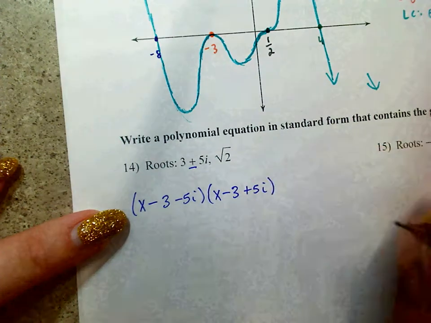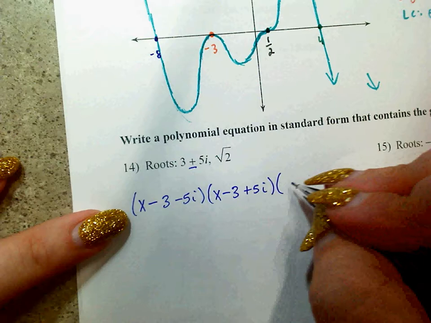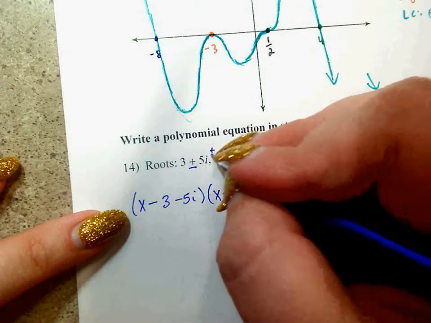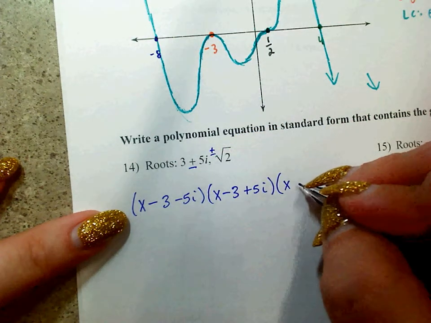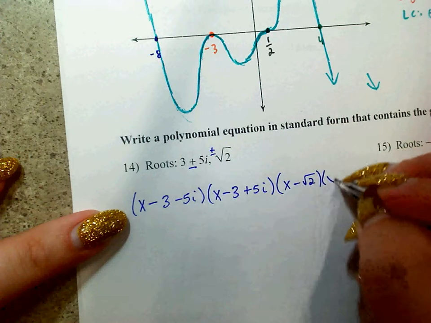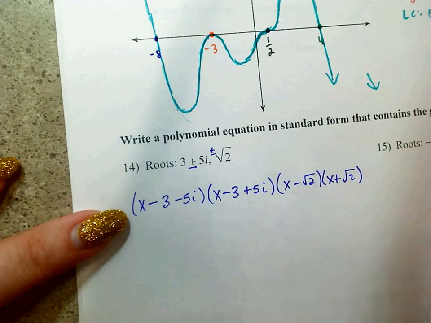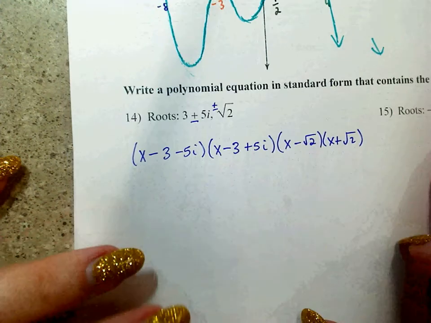All right. For this one, I've got x. If I've got 1 square root, I've got 2 square roots. I've got plus and minus the square root of 2. So I'm going to say minus the square root of 2 and then plus the square root of 2. So the degree of this polynomial will be 4. Let's multiply them out.